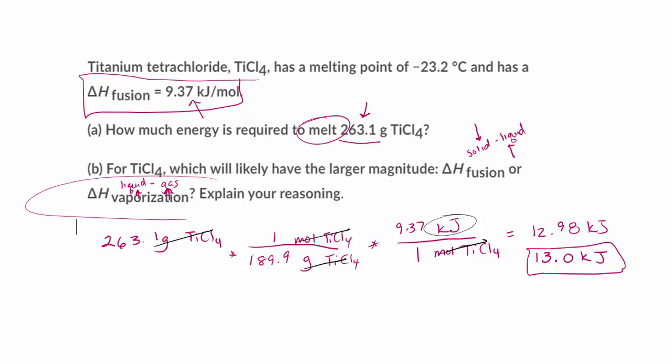So the delta H of vaporization should have the larger magnitude because we need to break all of those interactions and not have any more interactions left. So it should take a little more energy to do that. That would be the explanation for that. Hope that helps.